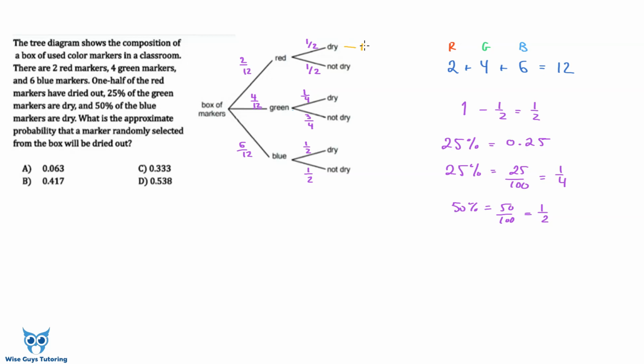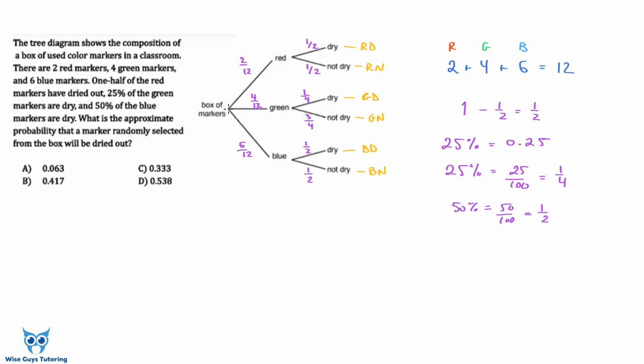So here we have red dry, red not dry, green dry, and green not dry. Okay, so I'll do them all. So you put B not dry. Okay, how do I calculate the probability of each branch? Well, this is what you do.